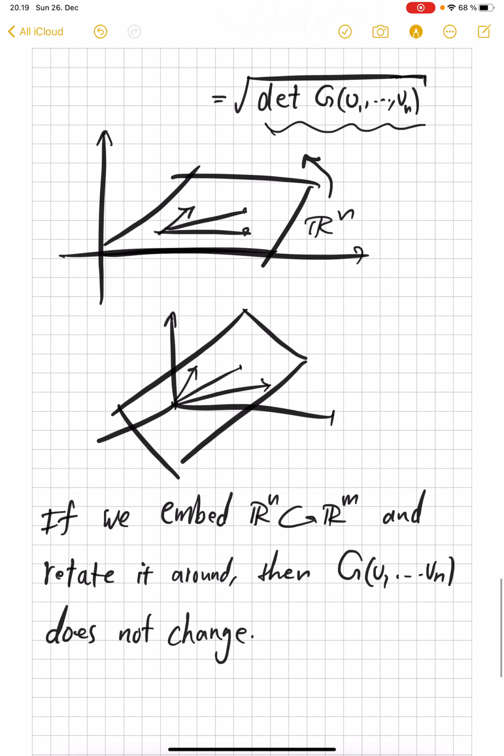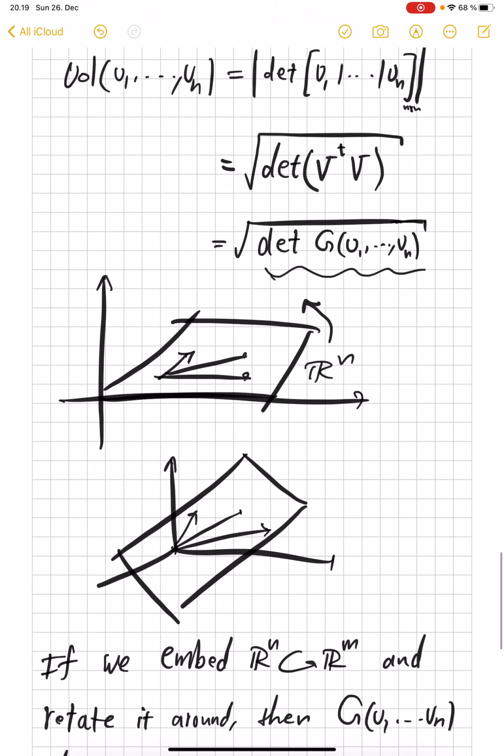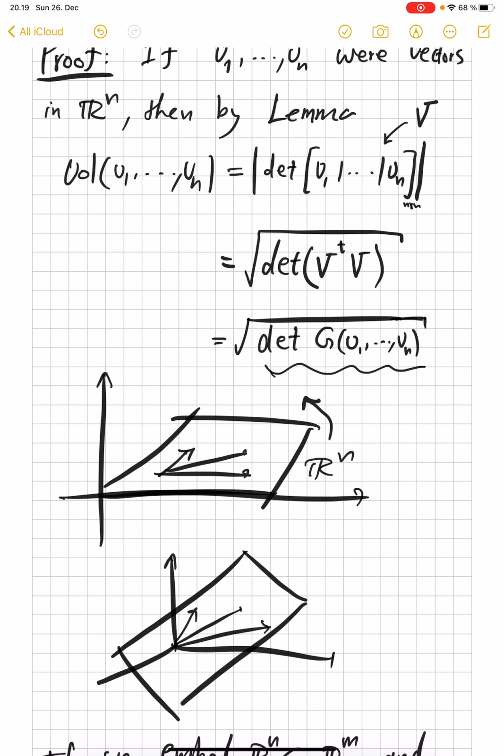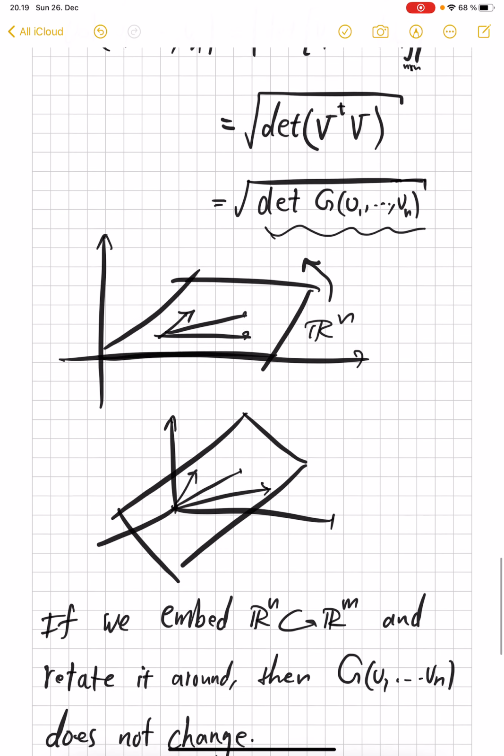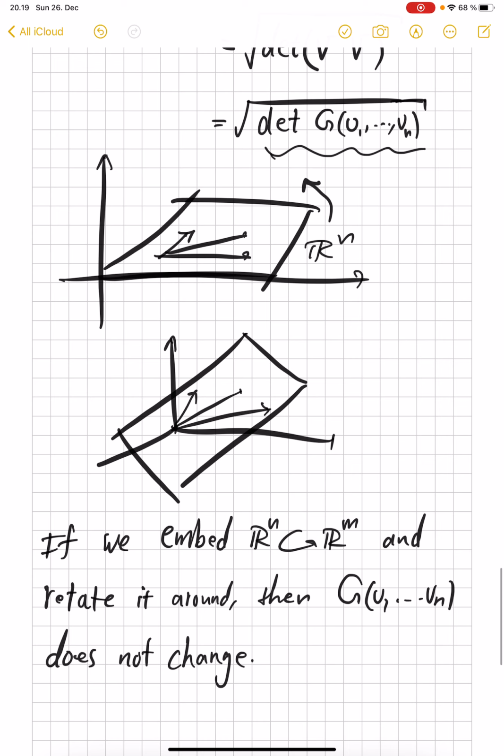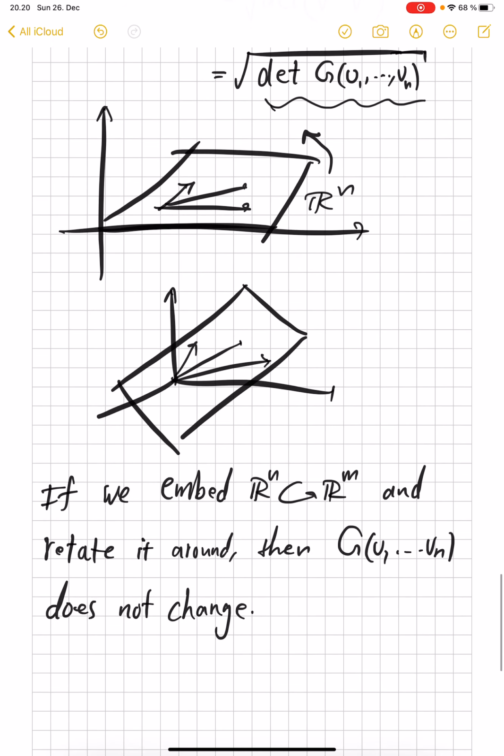The first remarkable thing about the Gram determinant is that you can form it even if your vectors are inside a larger space. Notice that this V will no longer be a square matrix if your vi are taken from Rm. This will be just a rectangular matrix. But the Gram determinant will always be a square matrix by its definition. And then there's this remark that it actually doesn't change if you rotate your lower dimensional space inside the bigger one, because the dot product doesn't change under rotations.